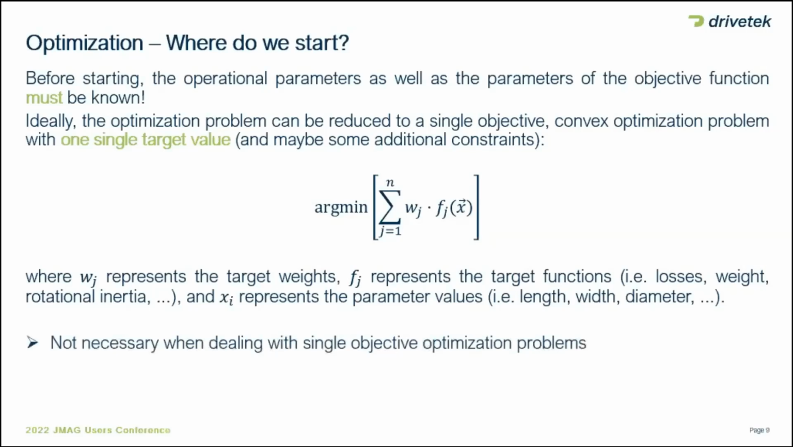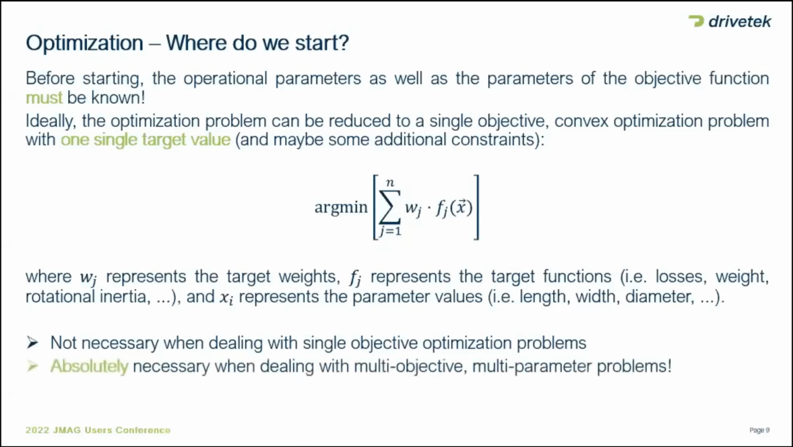So those parameter weights and knowing the objective function is not really necessary when we deal with a simple, straightforward optimization problem. It's absolutely necessary, though, if you're dealing with a multi-objective, multi-parameter optimization problem, because if you don't know our target functions, we can't really do an optimization. And hence, the target weights must be known beforehand.